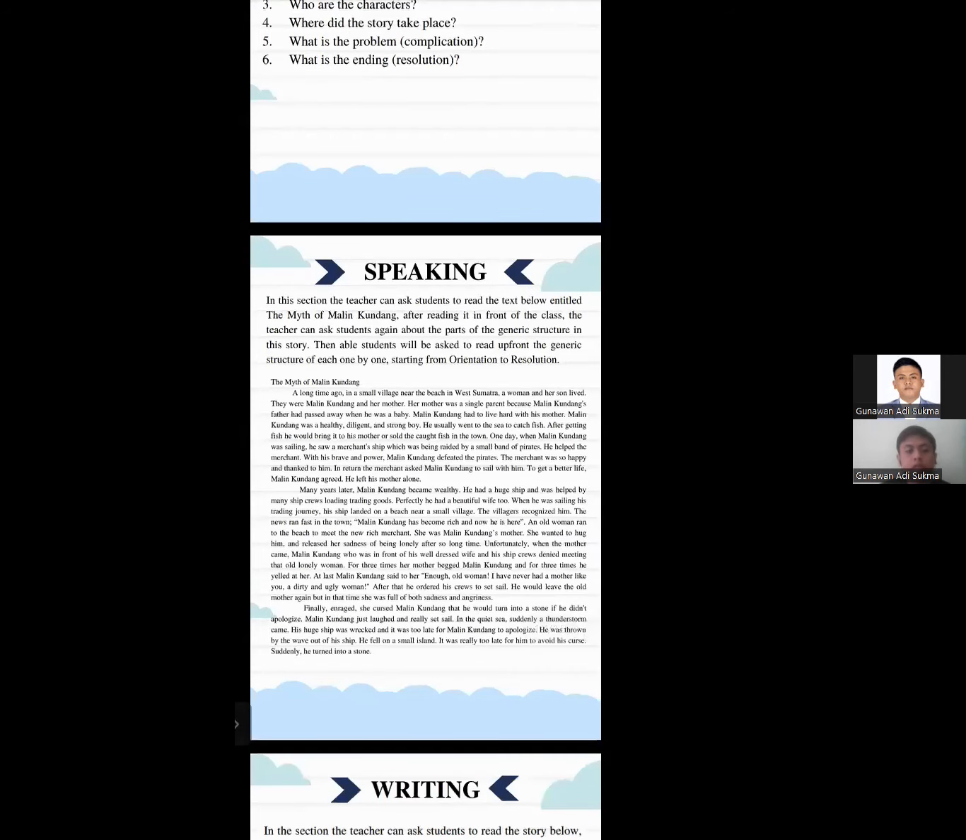Next activity is speaking. In this session, the teacher can ask students to read the text below entitled The Might of Malikuna. After that, in front of the class, the teacher can ask students again about the parts of the generic structure in the story. Then able students will be asked to read in front of the class the generic structure of each part one by one, starting from orientation to resolution.